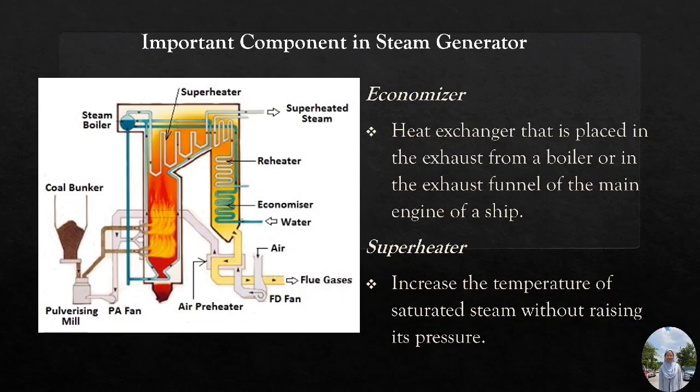Last but not least is the superheater. It is an integral part of the boiler and is placed in the path of the hot flue gases from the furnace. The heat recovered from the flue gases is used in superheating the steam before entering the turbine, which is the prime mover.